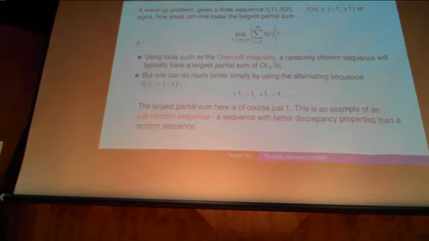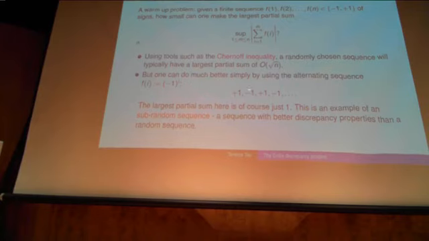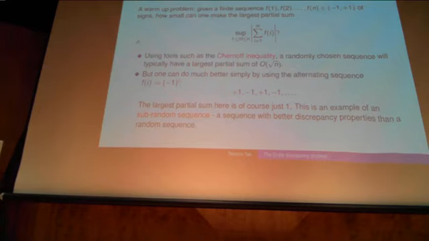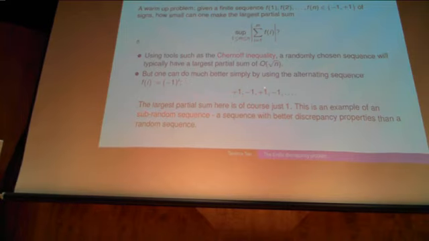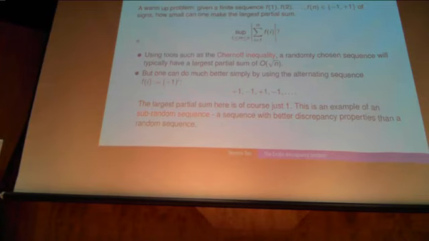Actually, there's a very simple sequence with very, very low discrepancy. Just take the alternating sequence, plus 1, minus 1, plus 1, minus 1. That's not random. It's actually much better than random. If you look at the partial sums, 1 minus 1 is 0, 1 minus 1 plus 1 is 1 again. The partial sums are just 1 and 0, 1 and 0, 1 and 0. So the discrepancy of this sequence is just 1.